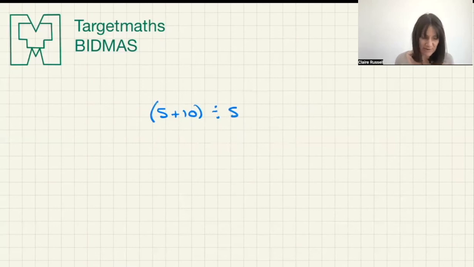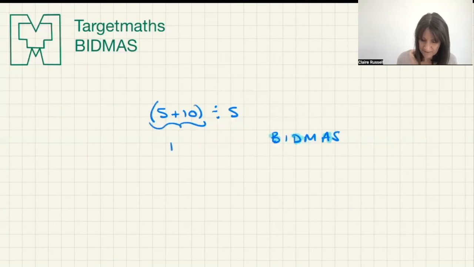Pause and press play when you're ready. Okay, so I've got brackets, an add and a divide. Brackets have to be done first, so that's going to give me 15. I've still got the divide, I've still got the 5. So that plus just got done when we did the brackets. So it just magically kind of sorted it. How many 5s in 15? 3.